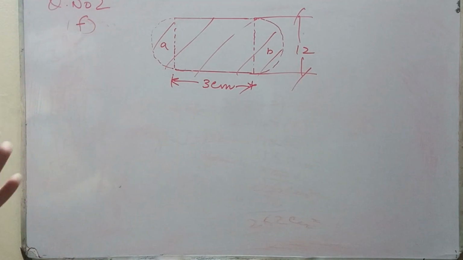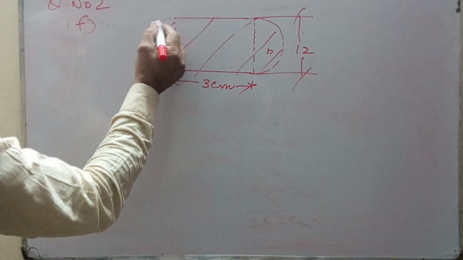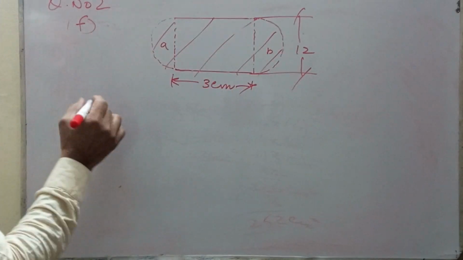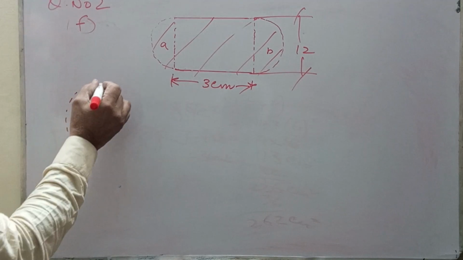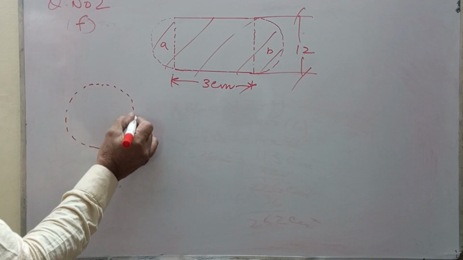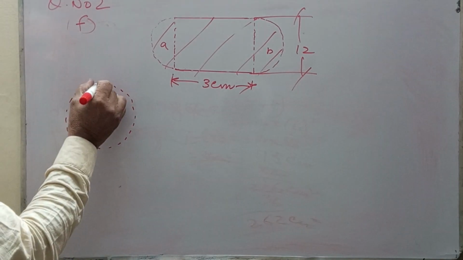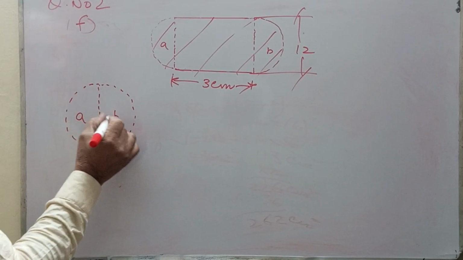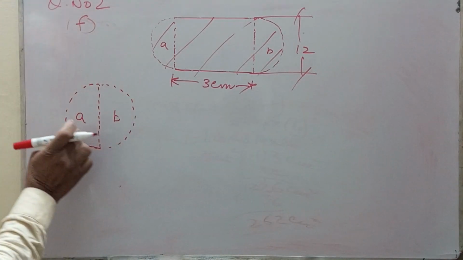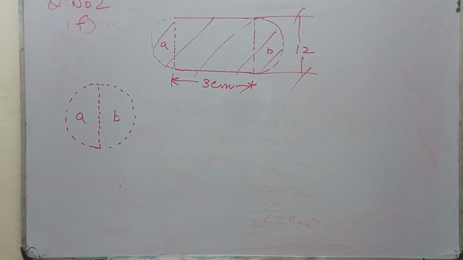When I join them, they'll be a full circle. Now let me draw it here: this is semicircle A and this is semicircle B. Now this part is given. A, B, semicircle 1, semicircle 2.